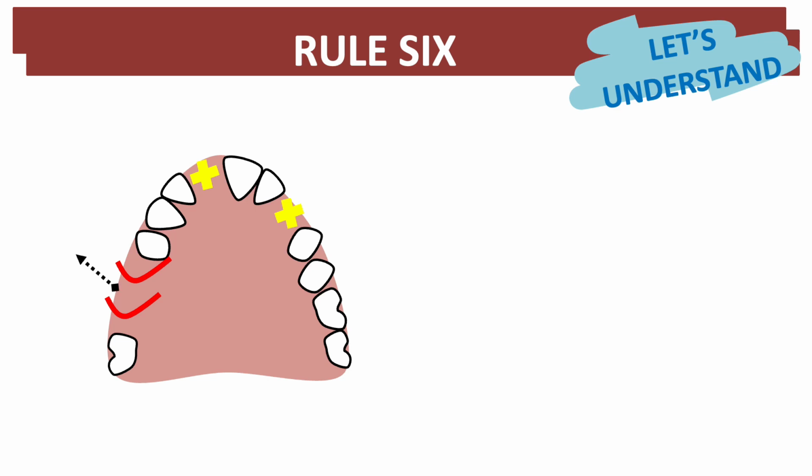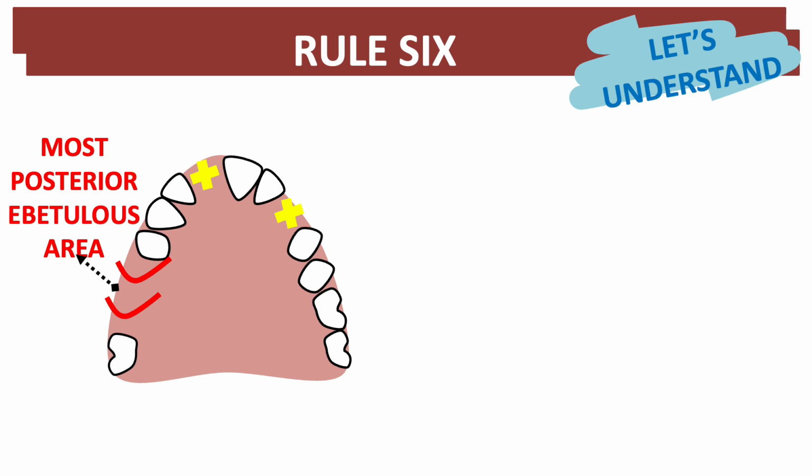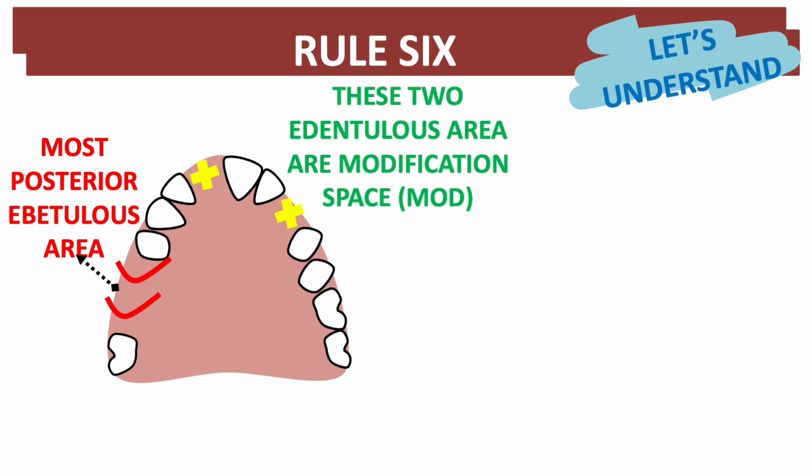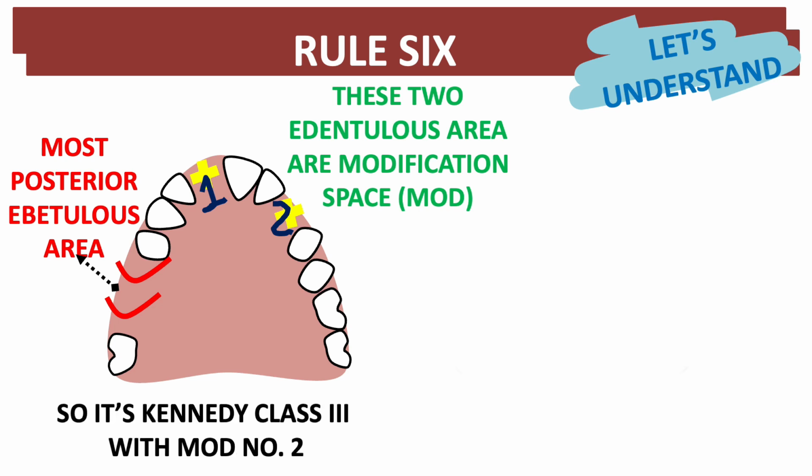The posterior-most edentulous area will determine the classification. So according to the posterior-most edentulous area, this is Kennedy's class 3 classification. But the areas other than those which determine the classification are called modification spaces. So these two edentulous areas are called modification spaces, and we number them as area 1 and area 2. Now, the classification is Kennedy's class 3 with modification number 2 because we have two edentulous spaces in the anterior.